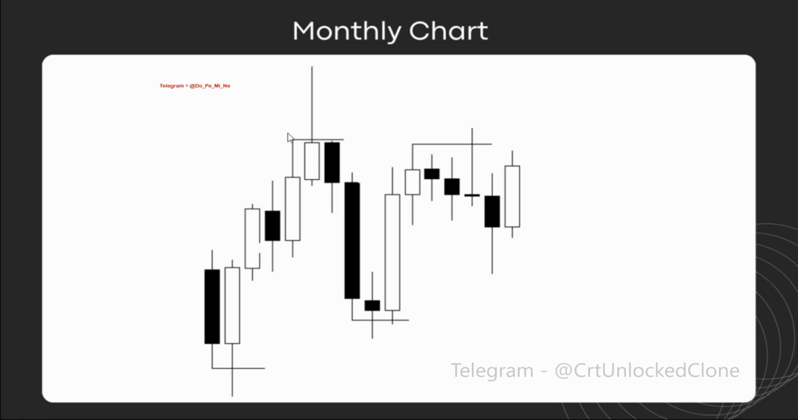But in the grand scheme of things, comparing them with the hourly or the 15-minute time frame, obviously they're higher time frame. So everything is relative. There's nothing absolute, right? You have to remember that.